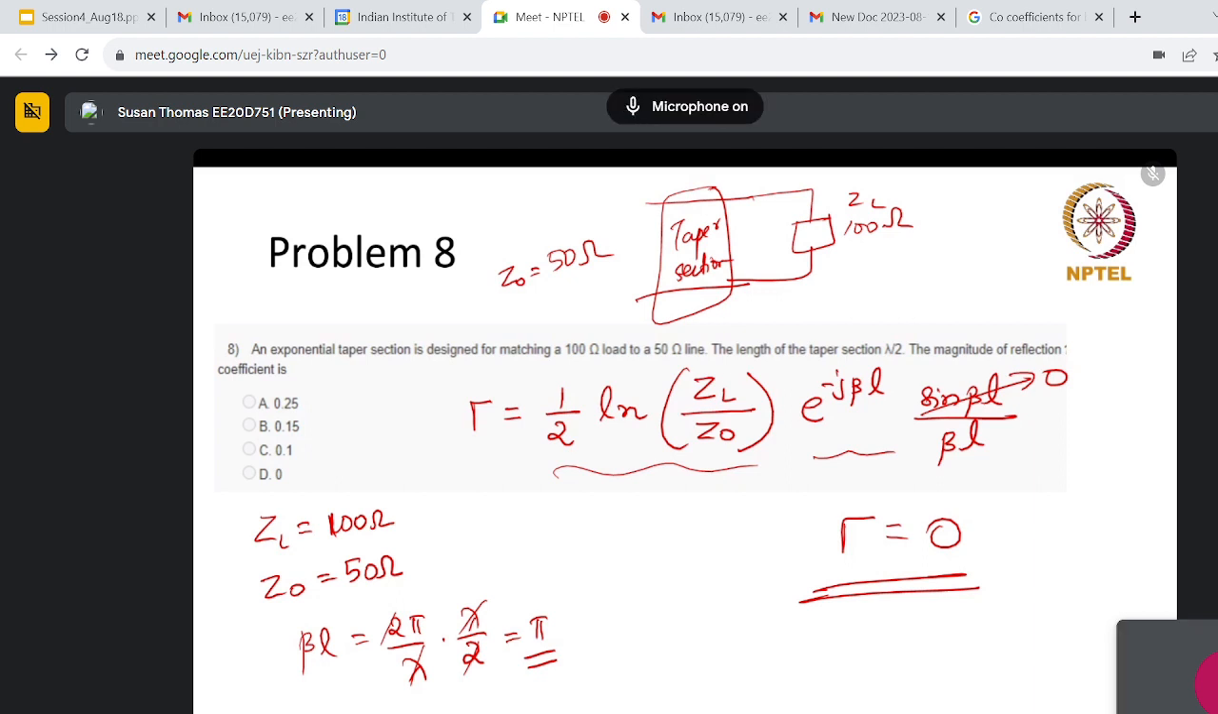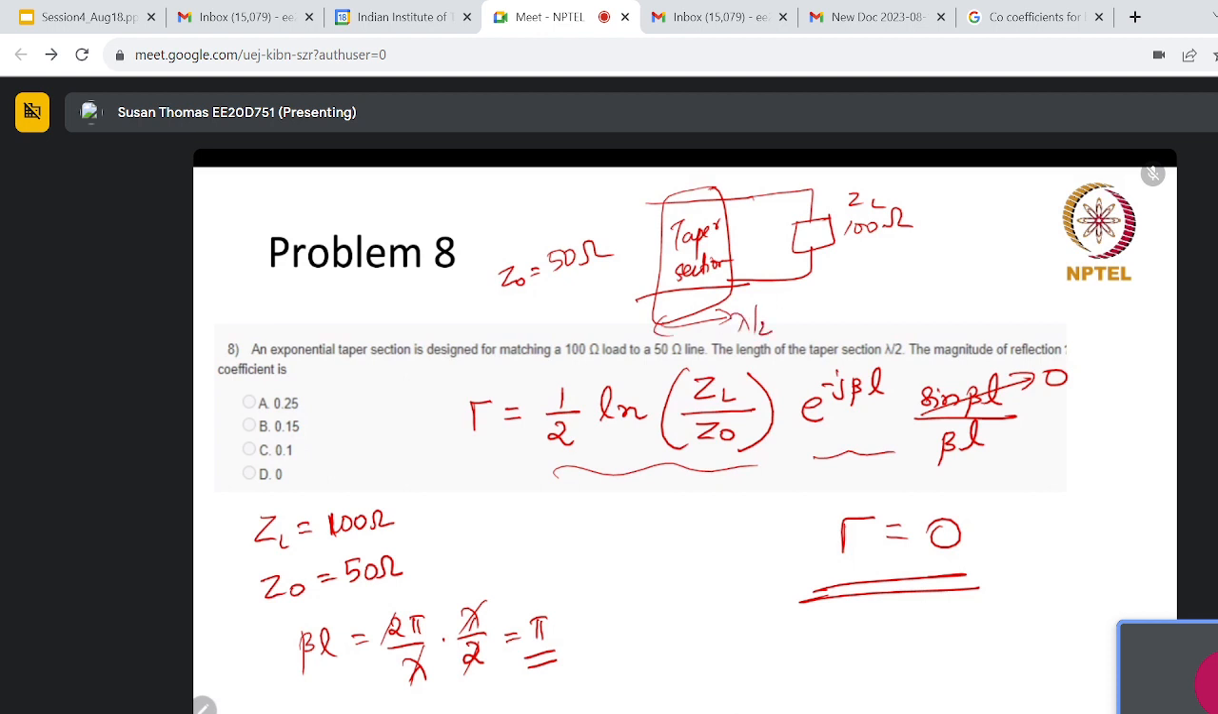Ma'am, please one more time repeat. Okay, so again, an exponential taper section is a particular matching network, like any L section network or a multi-section network. This is just a section of transmission line, but the difference is the dimension of the section is exponentially tapered. But the length is constant. So the length is lambda by 2.